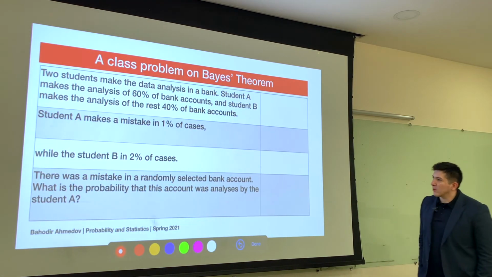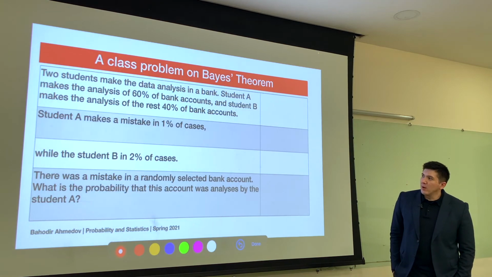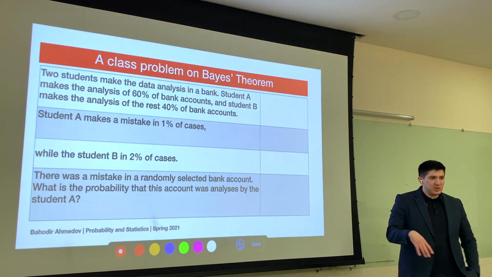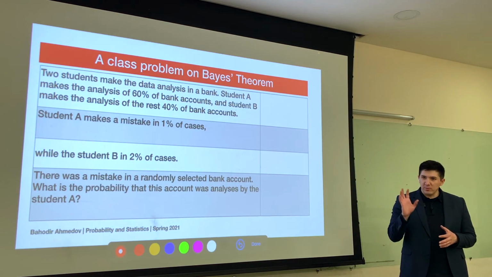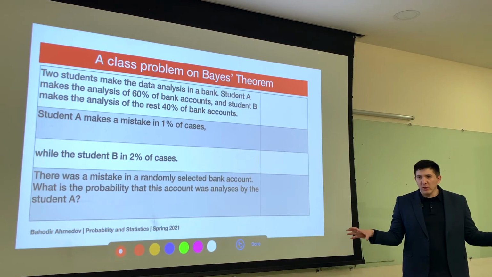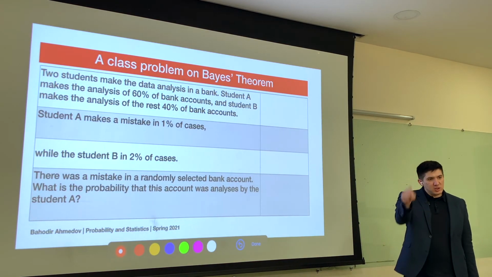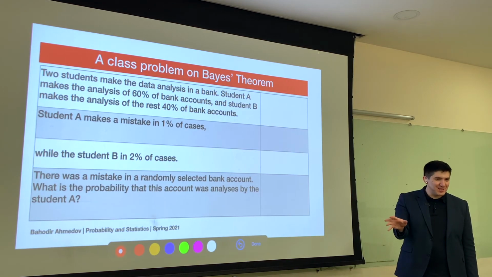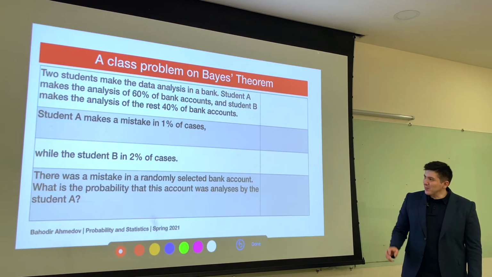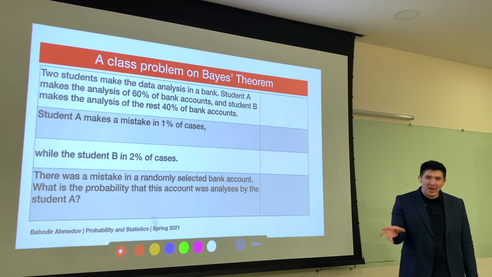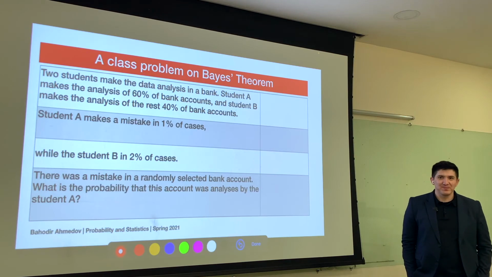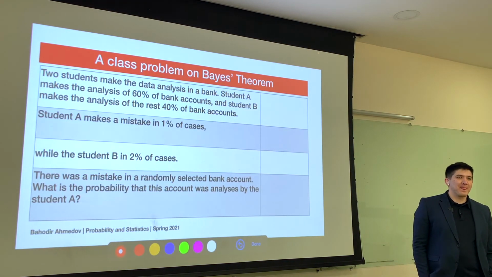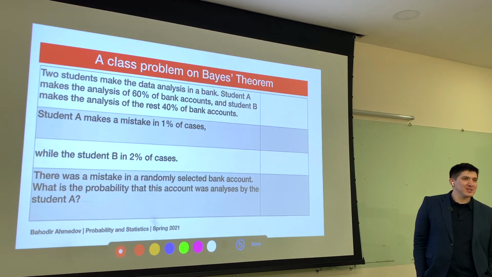Okay, so now the question is, as a manager, the manager goes to all of the data sets and just chooses one of the data sets randomly. Unfortunately, there is a mistake. What is the probability that this account was analyzed by the student A? Okay, do you understand the question?